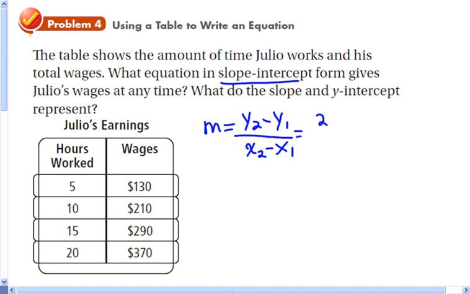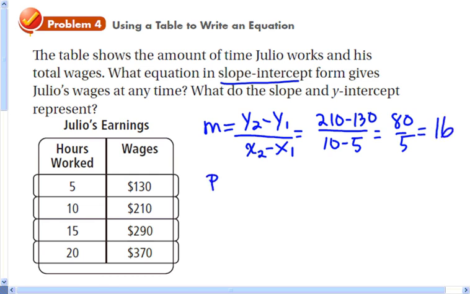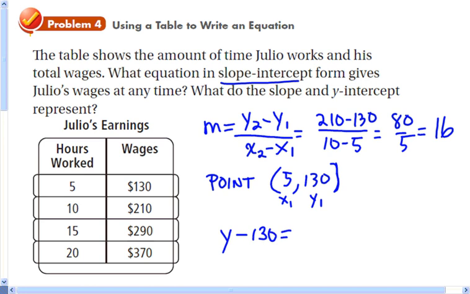So I'm going to take 210 minus 130, and 10 minus 5, and that gives me 80 divided by 5, which is 16 for my slope. Then for a point, I'm just going to pick one point, and I'm going to take the first one, which is 5, 130. So my x sub 1 is 5, and my y sub 1 is 130. Then I'm going to use the point-slope form and write the equation. Y minus y sub 1 is equal to the slope times x minus x sub 1.